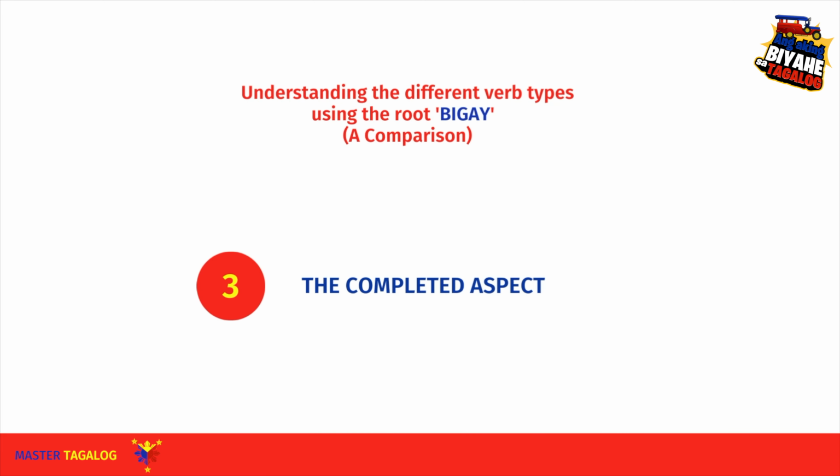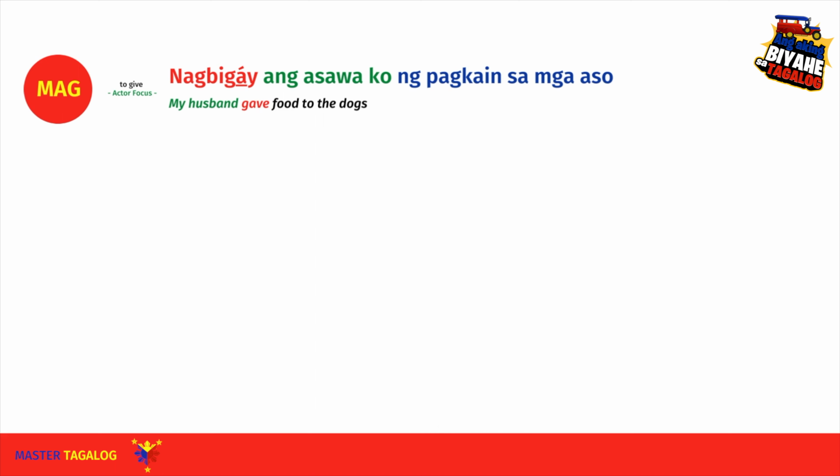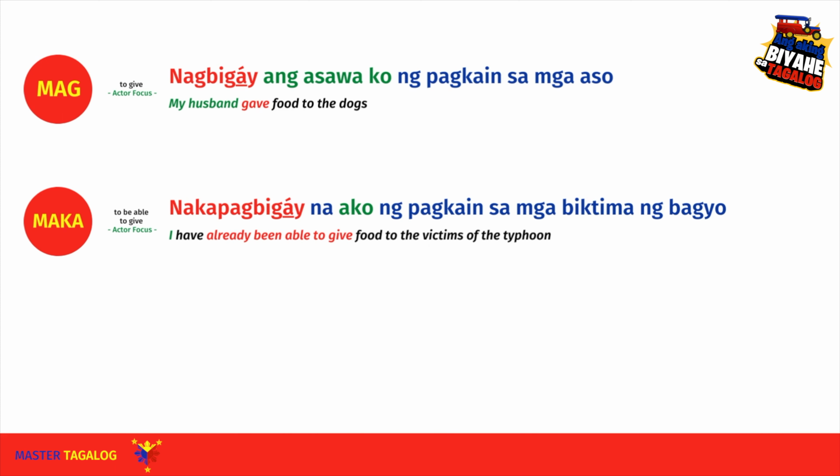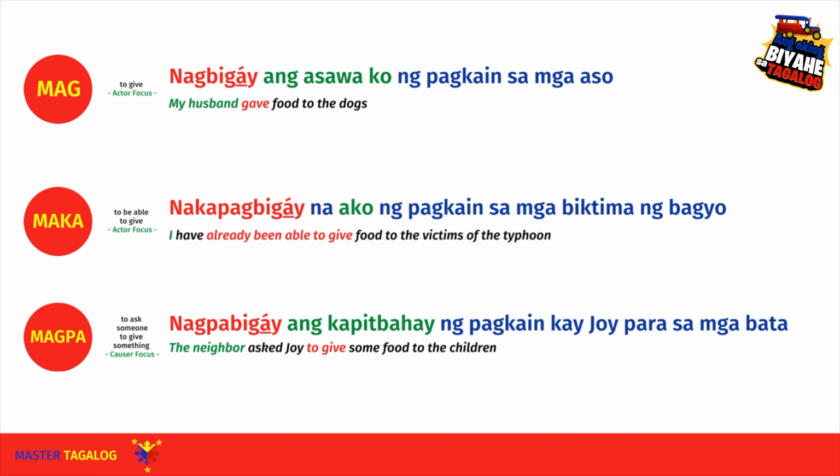The completed aspect. Nagbigay ang asawa ko ng pagkain sa mga aso. My husband gave food to the dog. Nakapagbigay na ako ng pagkain sa mga biktima ng bagyo. I have already been able to give food to the victims of the typhoon. Nagpabigay ang kapitbahay ng pagkain kay Joy para sa mga bata. The neighbor asked Joy to give some food to the children.